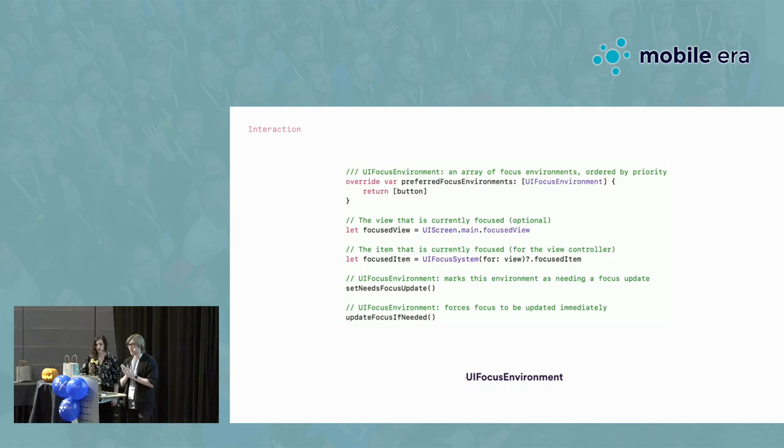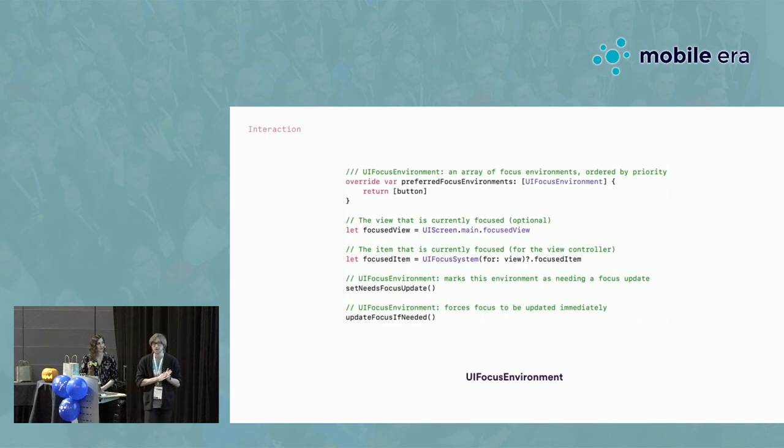In order to do that, you can override the preferredFocusEnvironments property and return an array of subviews sorted by priority. So in this case, this button will get the initial focus when you go to this UIViewController, for example. If you want to check what the current focused view is, you can use the UIView screen's UIScreen property. Or you can also create a UIFocusSystem for a specified view and get the focused item from there.